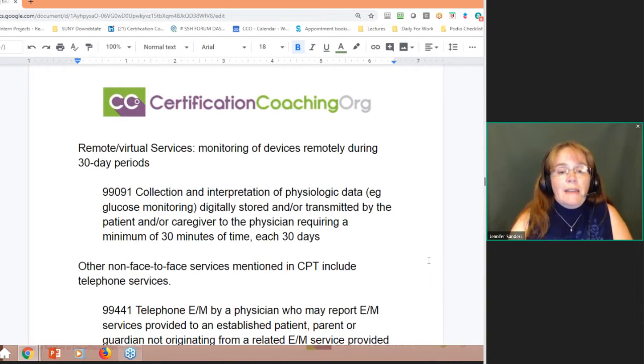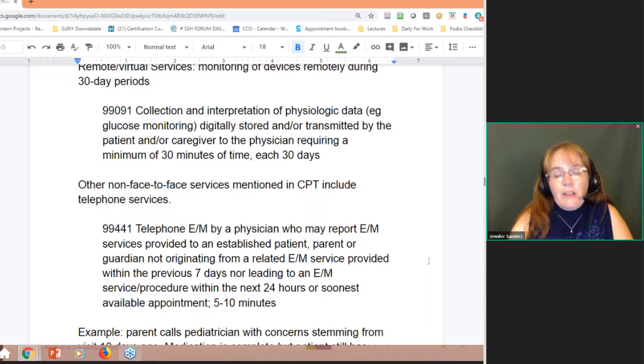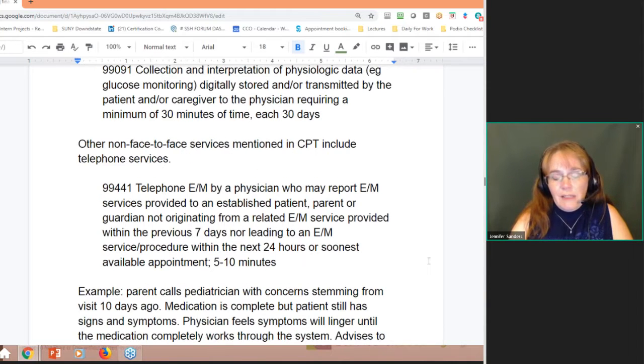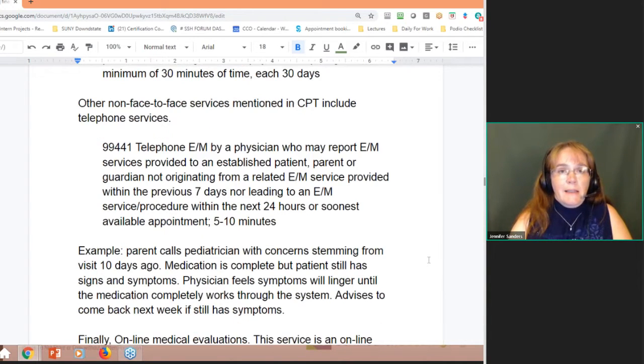So there are other non-face-to-face services mentioned that include telephone services. These get to be very important when we talk about these telephone services. So 99441 is just one of the examples. Again, they change dependent upon the minutes.